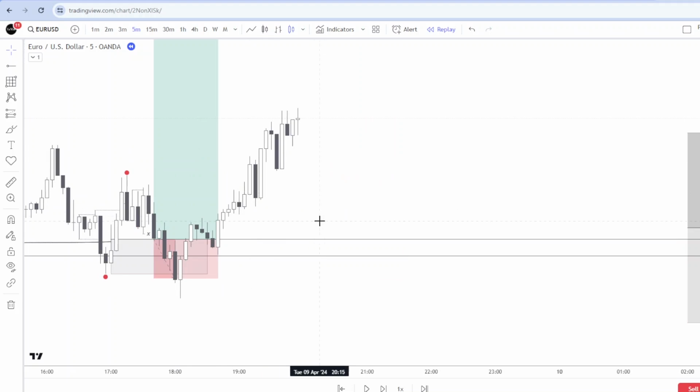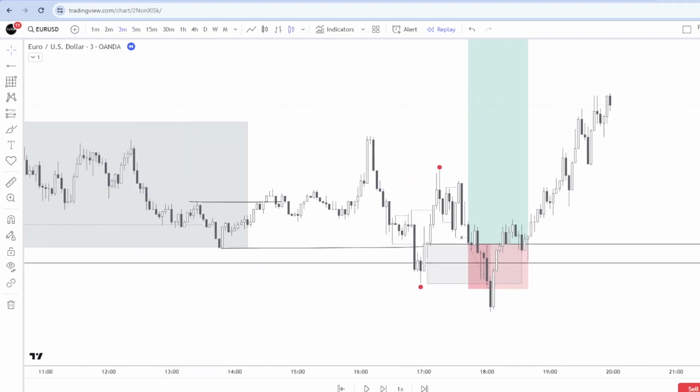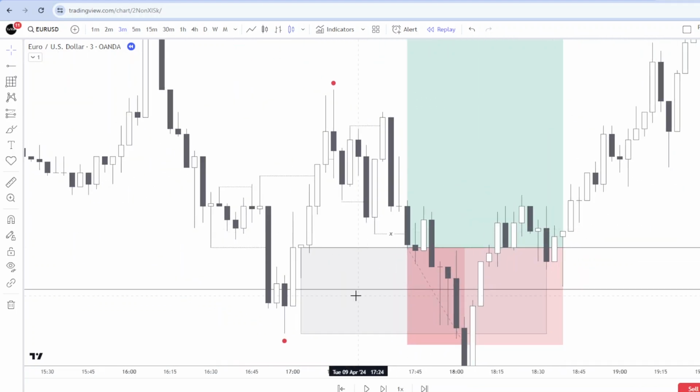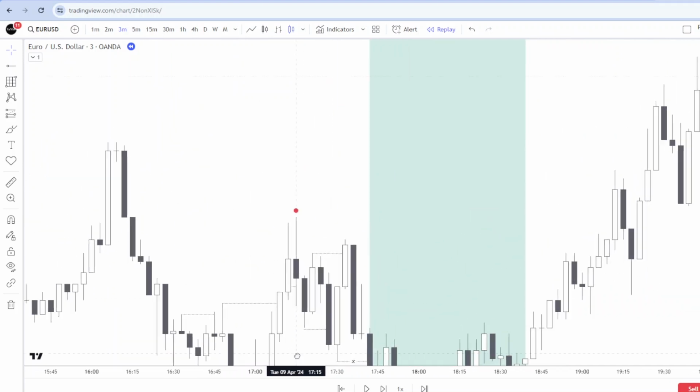I went here, M3 on my 3 minute. As you can see, price mitigated that key level. After mitigating the key level, it created a 3 candle formation up there, and we did not have any internal range liquidity here.